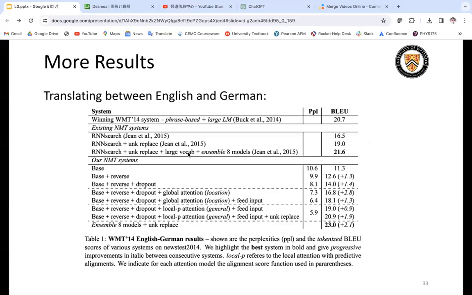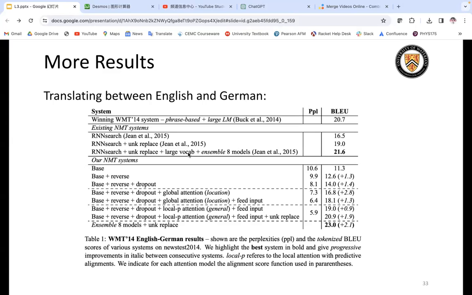Now let's look at more results. So here we are translating between English and German. These are the WMT14 English-German results. Shown here are the perplexity PPL and tokenized BLEU scores of various systems on News Test 2014. We highlight the best system in bold and give progressive improvements in italics between consecutive systems.